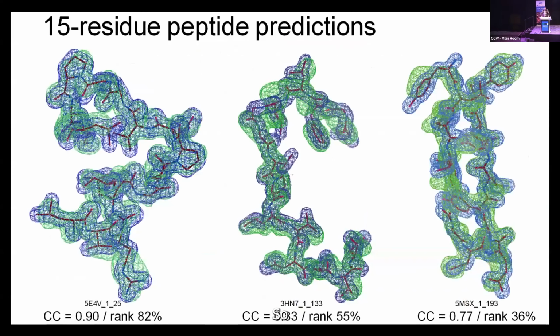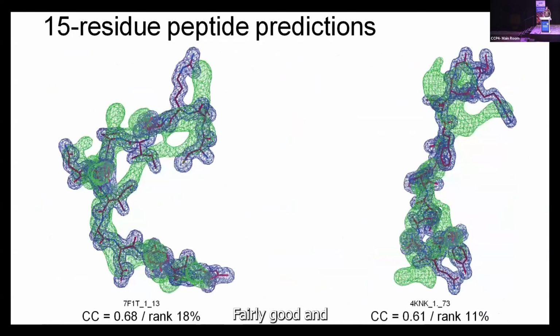For the top rank structures and even the middle rank structures, the fit was fairly good, and as you got to the lower rank structures, it generally had density in the right places, but the connections were wrong, and there were some noticeable problems with it.